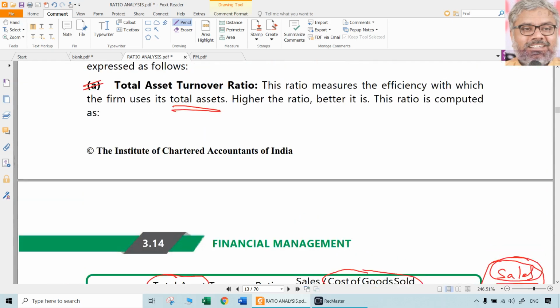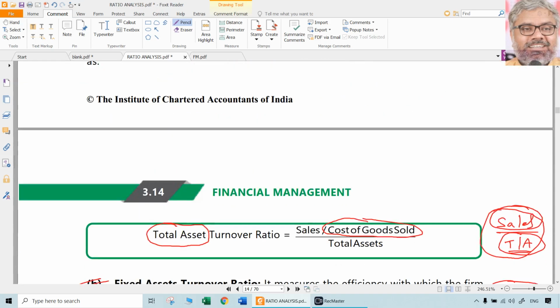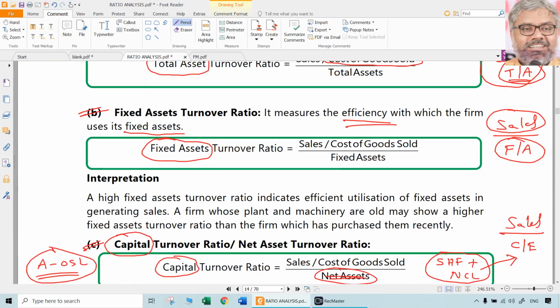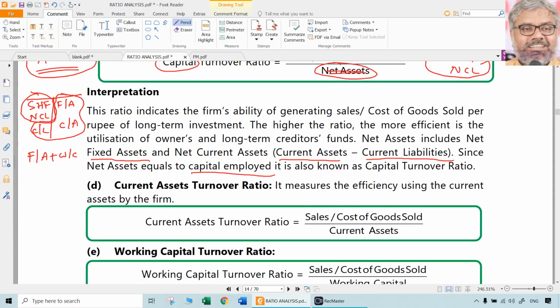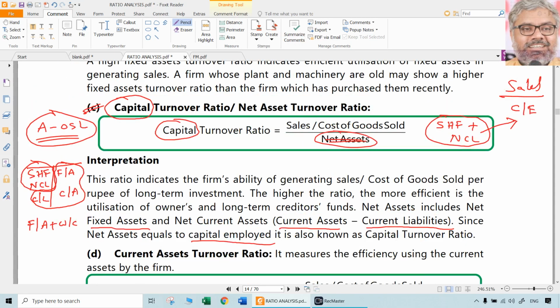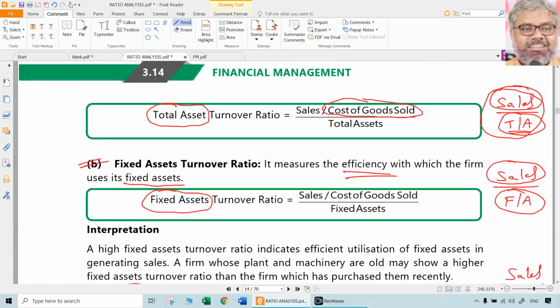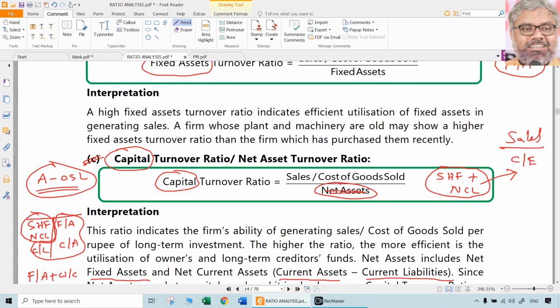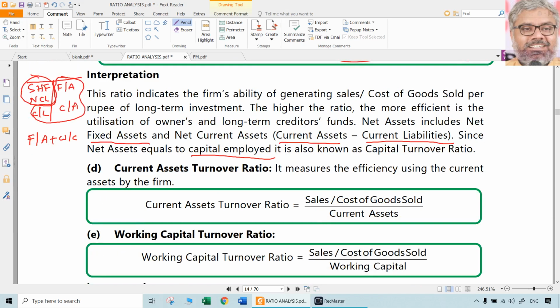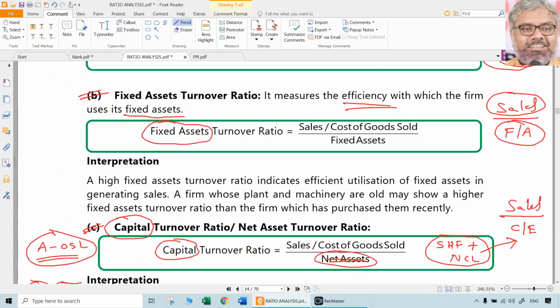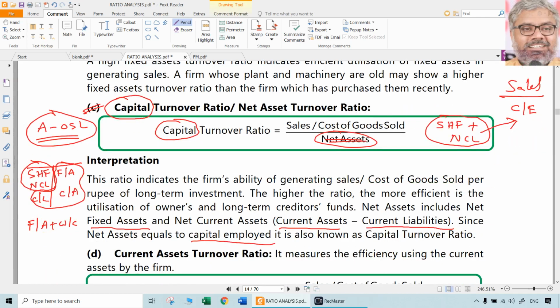So total turnover ratio is sales divided by total assets. Fixed assets turnover ratio is sales divided by fixed assets. Capital turnover ratio is sales divided by capital employed. Numerator is sales, denominator only changes according to the name of the ratio. In the numerator, if sales figure is not available, we cannot say, I cannot compute the ratio. You can use cost of goods sold. But if nothing is mentioned, sales is the better number to be taken in the numerator.